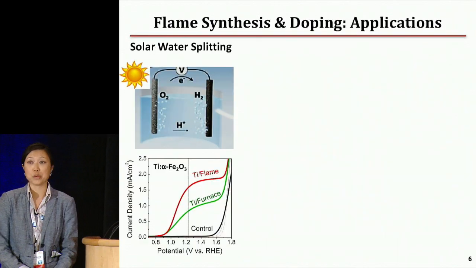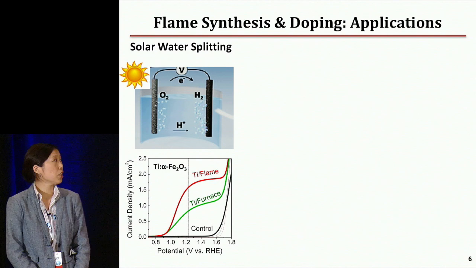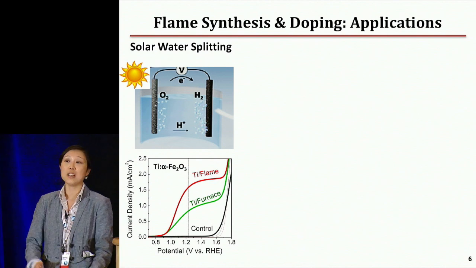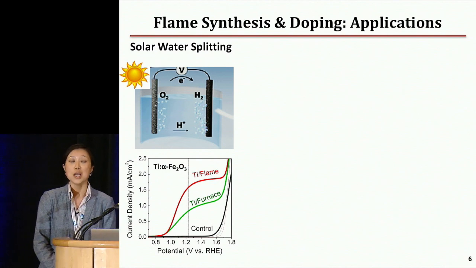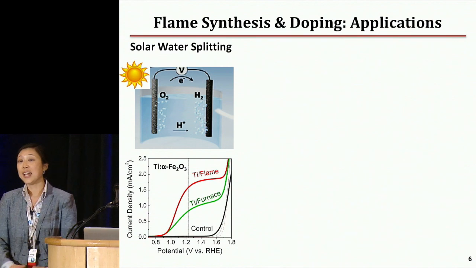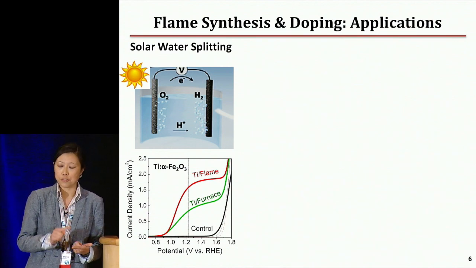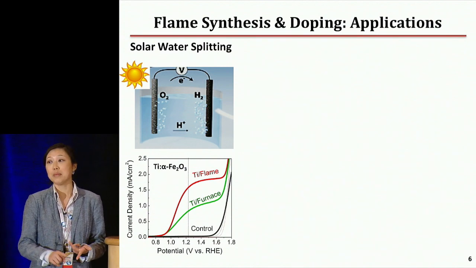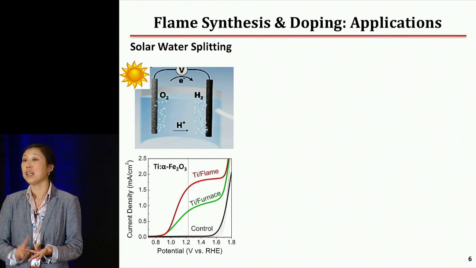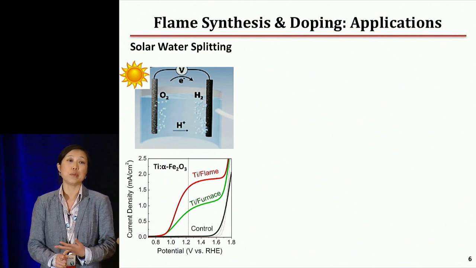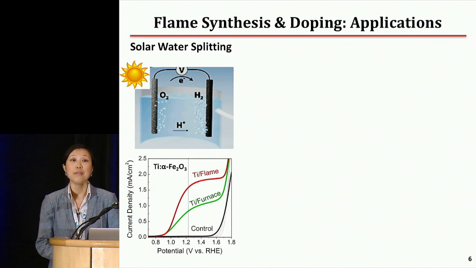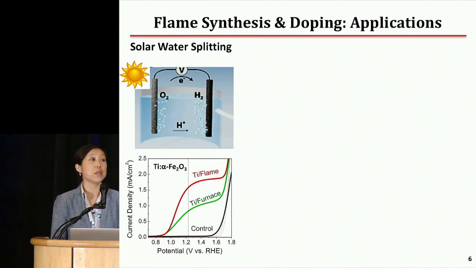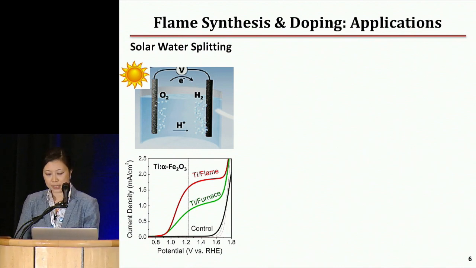So how do those materials perform in applications? One of the applications, as many of you have looked at, is solar water splitting. I like it because it tests the photo light absorption property, transport property, and also surface charge transfer property. And many of our flame-processed materials show better performance than other techniques.